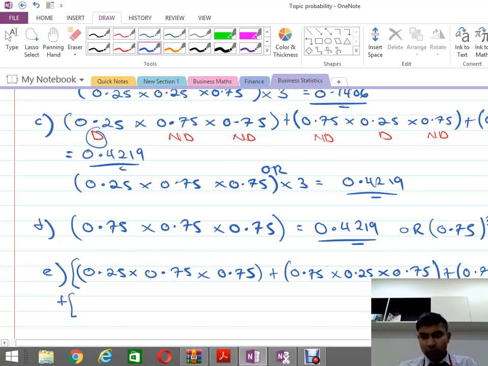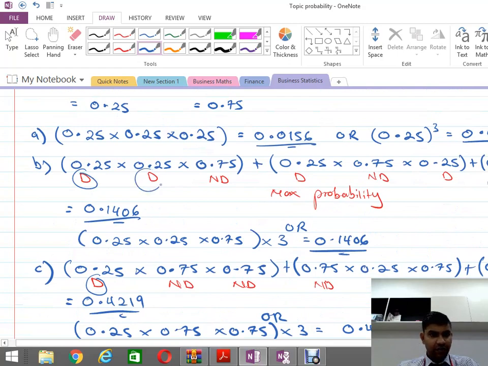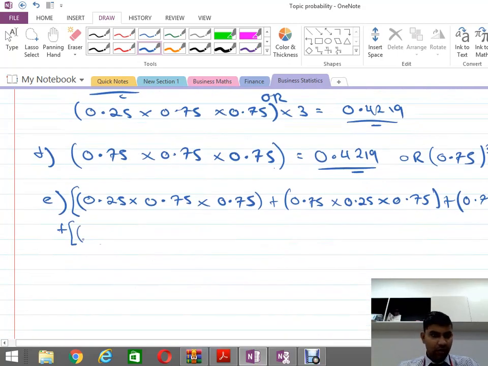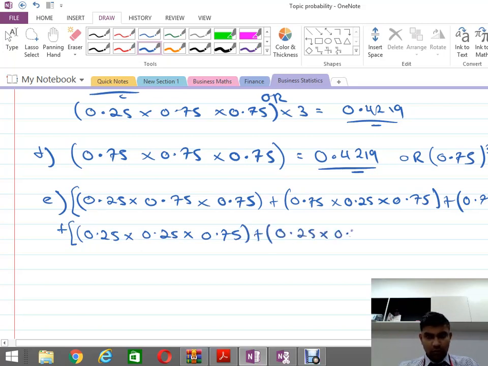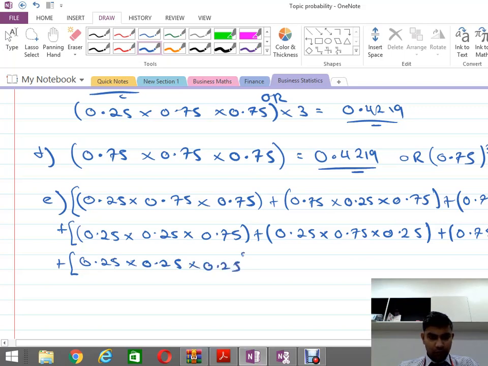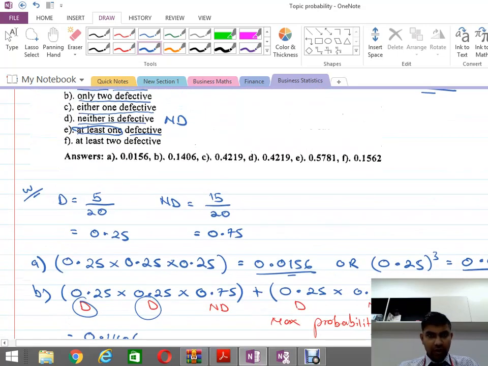Plus, and then you go for the 2 defective, which is this 2 defective. You just have to copy back this over here. Then it becomes 3 defective. Now that will give you 0.5781.